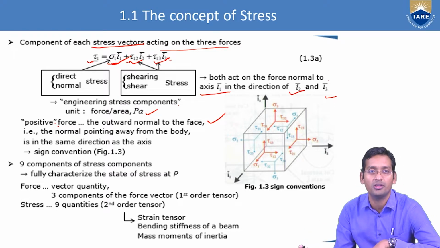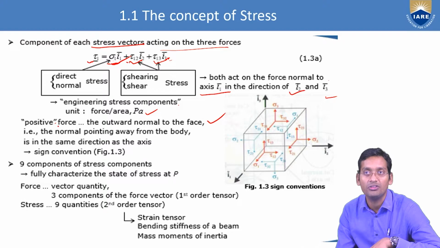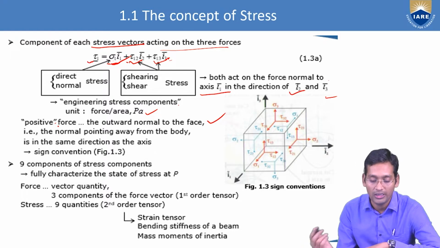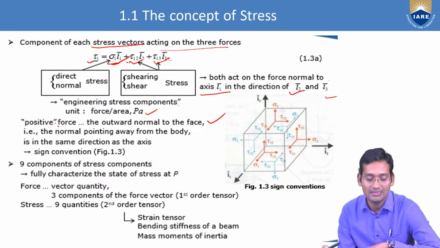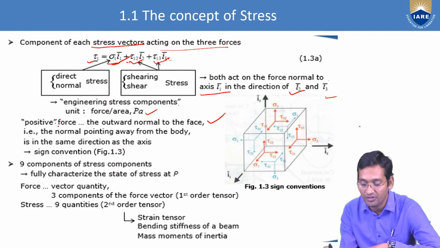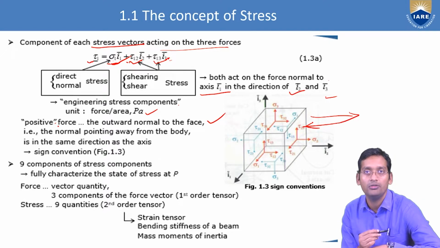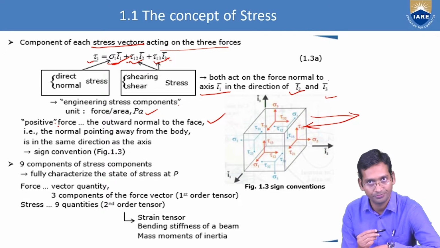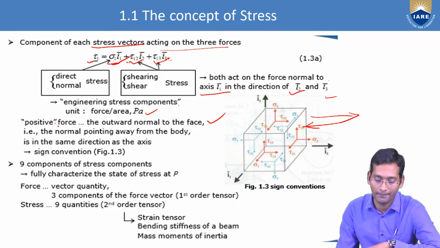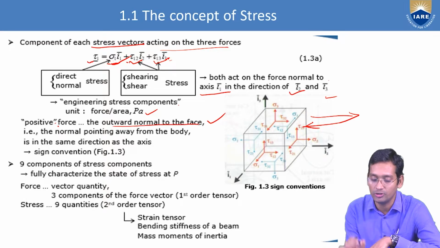In other words, that is the sign convention. If inward force is there, what do we take? If outward force is there, what do we take? If the force is acting inwards, we say it's a negative force. If acting outward to the plane, then we say it's a positive force. So the outward normal to the face is the normal pointing away from the body.